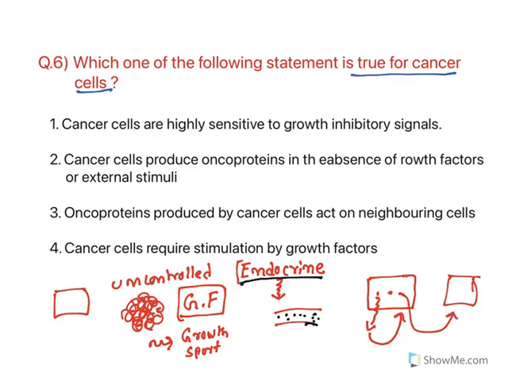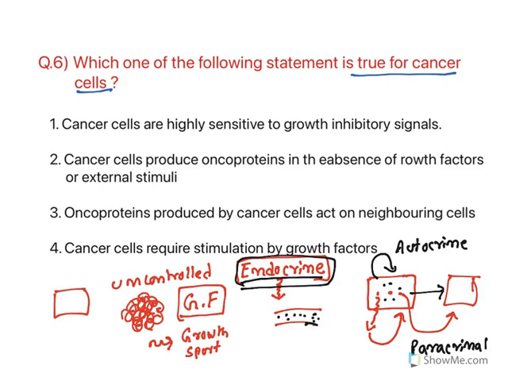Now compare this. Endocrine means the hormone is synthesized somewhere else and acts on some peripheral target. In the case of cancer, the growth factors are synthesized by the same cell. It acts on the same cell. It is called autocrine stimulation. Auto means self. Autocrine stimulation, or it can act on an adjacent cell, which is also known as paracrine stimulation. So cancer cells have this unique feature. They synthesize their own growth factors, and the released growth factors act on the same cell or an adjacent cell, and that results in continuous cell multiplication. This is what happens in cancer cells.